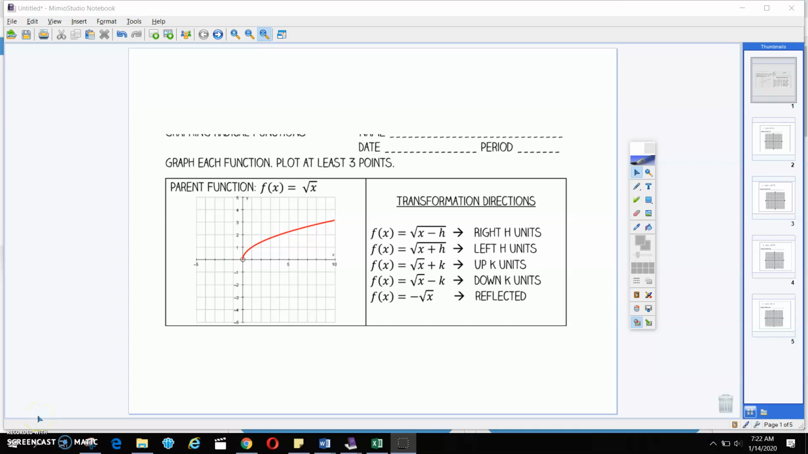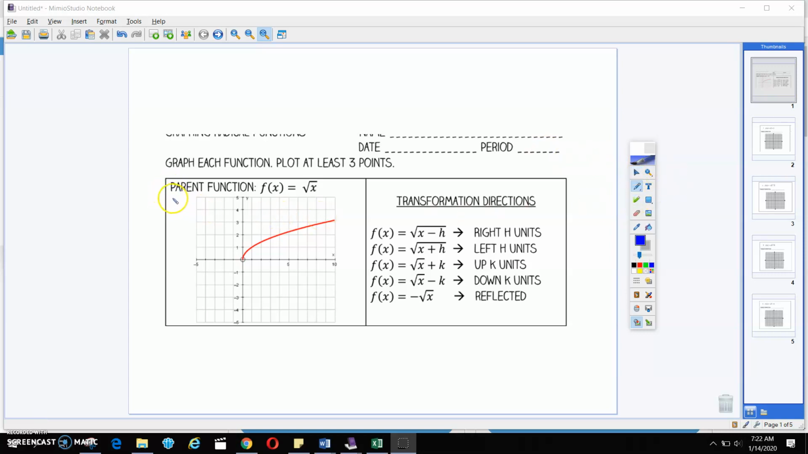All right, so we're going to graph square roots, and we kind of started this yesterday with that sailboat question, but we're going to graph each function on our paper. What is a parent function?